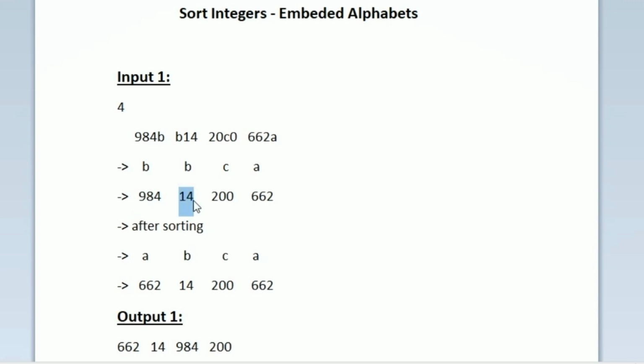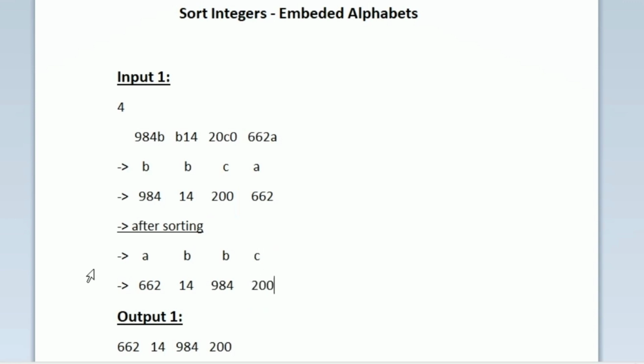One integer is 984 and another is 14. Out of 984 and 14, 14 is the smallest. So b14 should be the second, and the third should be b984. That will be the third value. And then the next smallest character is c, and the integer embedded with it is 200. So c will be the fourth value.